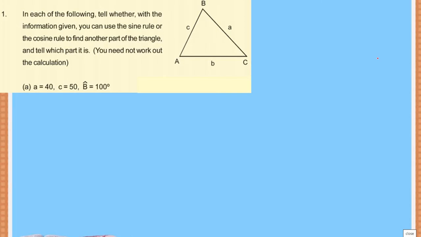Let's have an example. Tell whether the information given can use the sine or the cosine law, and find the other part of the triangle and tell which part it is.